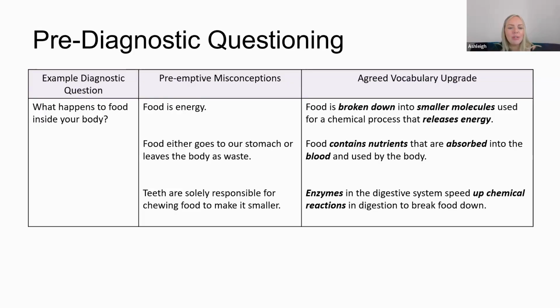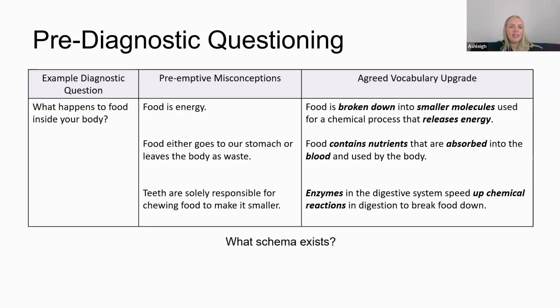And teeth are solely responsible for chewing food to make it smaller. Again, yeah, they chew food and they make it smaller. So that's a great starting point. However, let's add to that enzymes in the digestive system speed up chemical reactions in digestion to break down food.